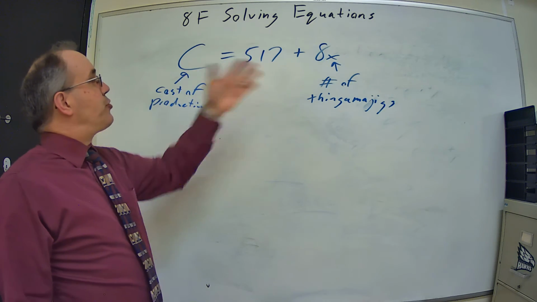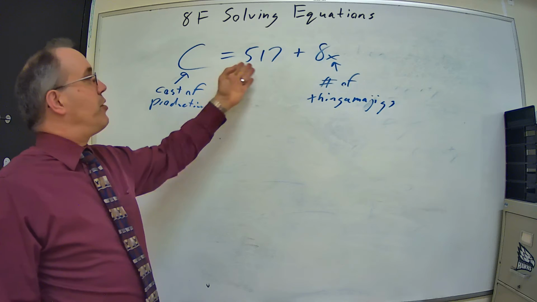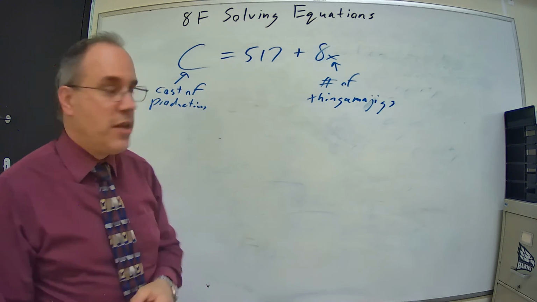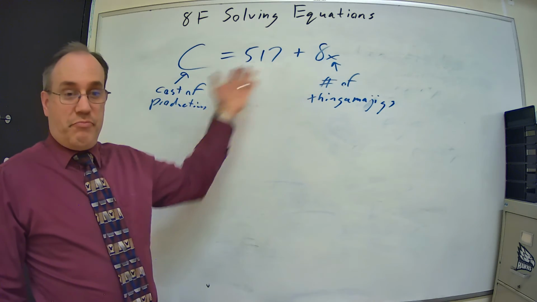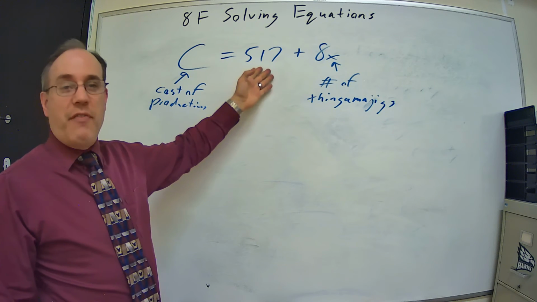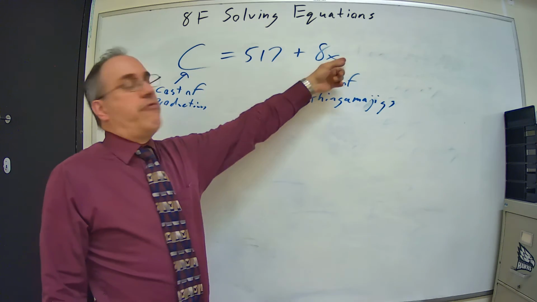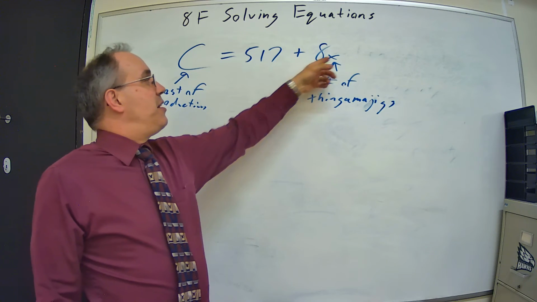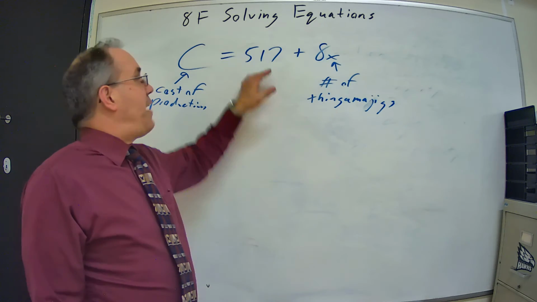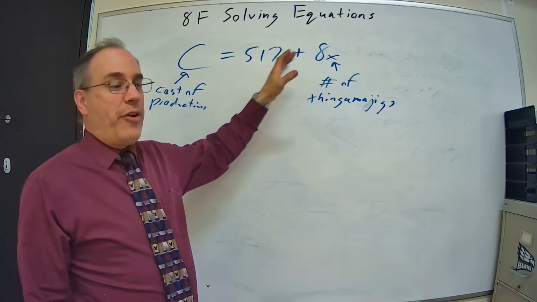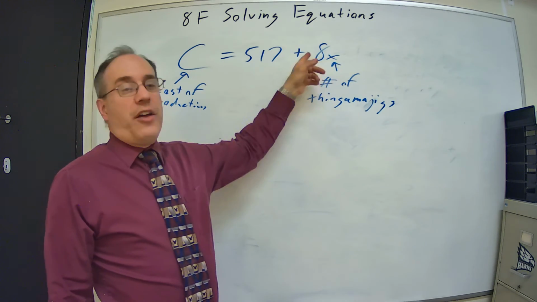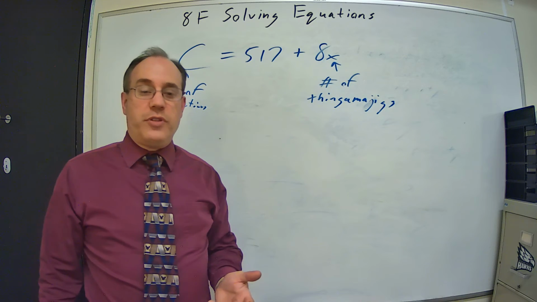Okay, so we have this relationship that the cost of production is equal to 517 plus 8 times x, the number of thingamajigs. In production, we would consider this the fixed cost. It's a constant 517. We would consider this the variable cost because the cost of this part depends on how many we produce. 517 is 517 no matter how many products we produce. That's a fixed cost, whereas this value changes depending on the number that we're producing.